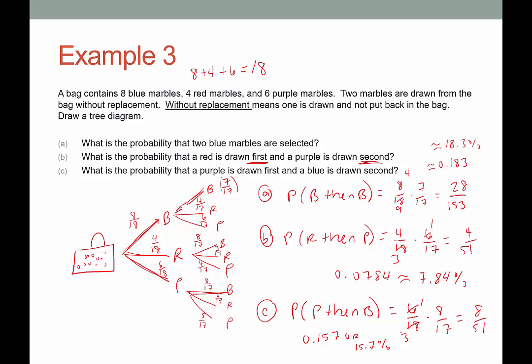So these are just some applications of using tree diagrams. As you can see, it's really helpful with probabilities. I know it can be very complicated, but we have to think about what the question is asking and then use the information in the tree diagram to help us figure out how we can correctly answer that question.